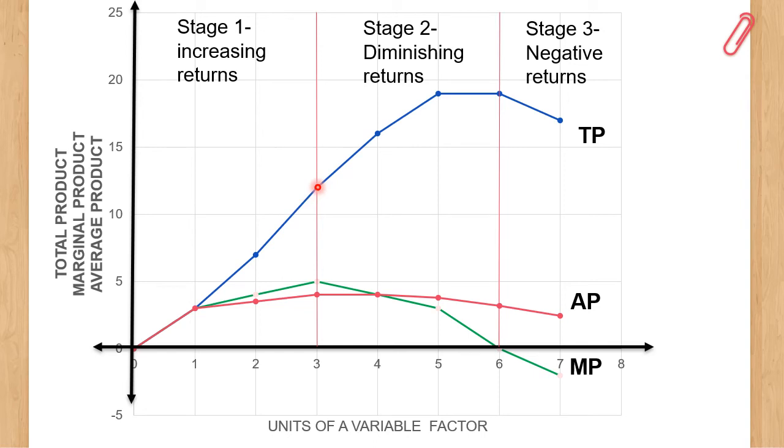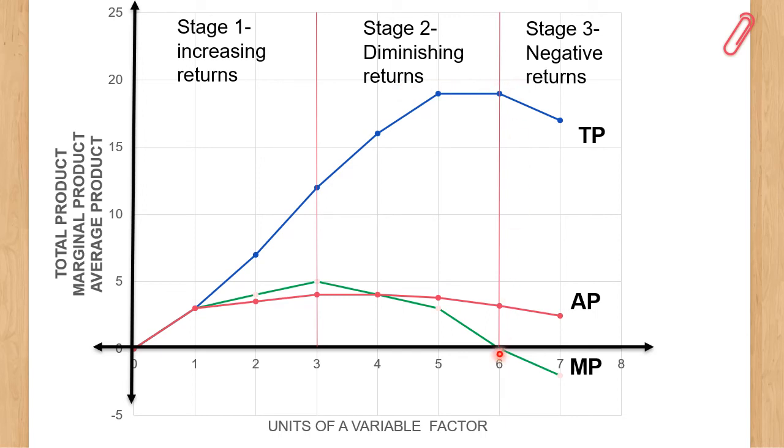Because throughout this stage, total product is increasing at an increasing rate. The second stage starts from the point where marginal product is at its highest and ends where marginal product is 0. Can you see where the green curve, the marginal product curve, is intersecting the x-axis? That means the value of the marginal product is 0 at that point. So this stage ends where marginal product is 0. And throughout this stage, total product is increasing at a decreasing rate.